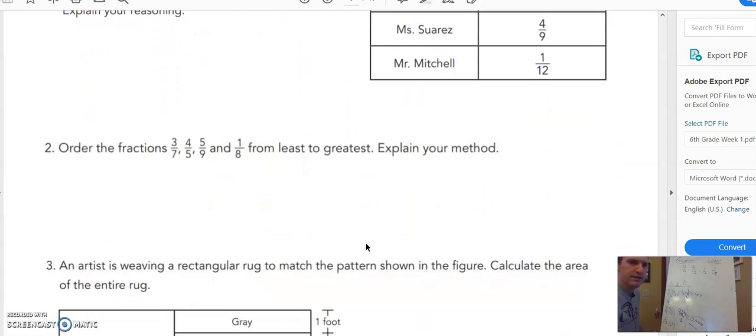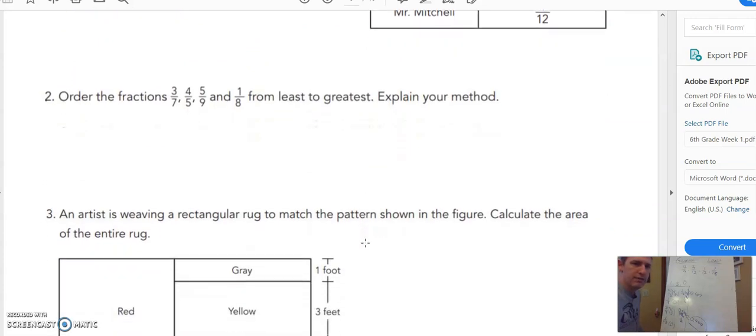Order the fractions 3/7, 4/5, 5/9, and 1/8 from least to greatest. Now this one's going to be least to greatest. So we're going to erase and completely switch this, because now we want the least on this side and the greatest over here. So we've got our numbers. Let's do the same thing we did last time: 3/7, 4/5, 5/9, and 1/8.